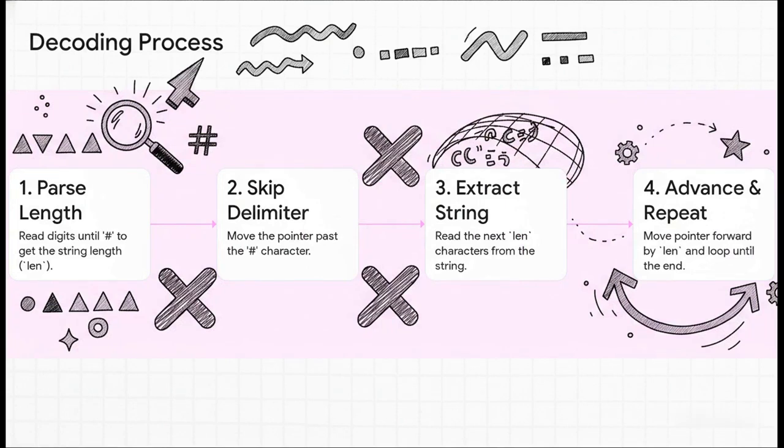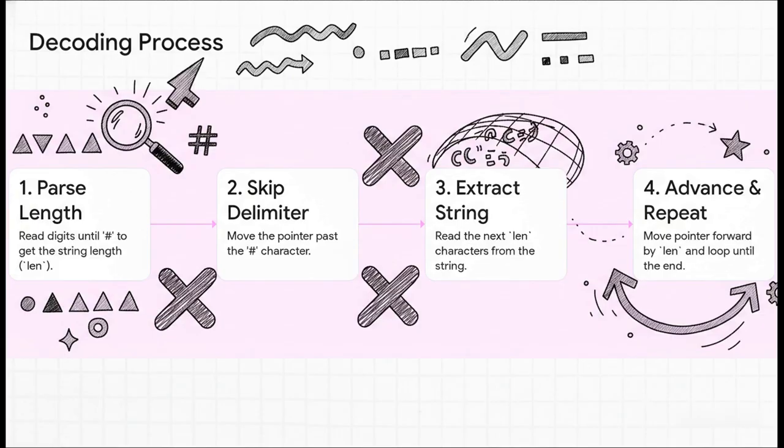Decoding is a little more clever. It's kind of like a little dance with a pointer. You start at the very beginning of your big encoded string. First, you read characters until you hit that hashtag symbol. Whatever number you just read, that's the length of the string that's coming up. Okay, then you just hop over the hashtag. Now you know the length.